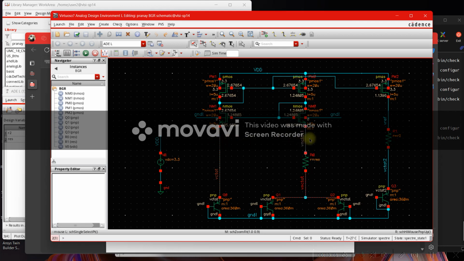I'm maintaining these two voltages at the same level using the current mirror load, and at the end the voltage across this resistor will be PTAT. Since a resistor is a linear element, the current through the resistor also will be PTAT in nature. So I'm mirroring that current into the next branch, so the voltage drop across this resistor will be PTAT.